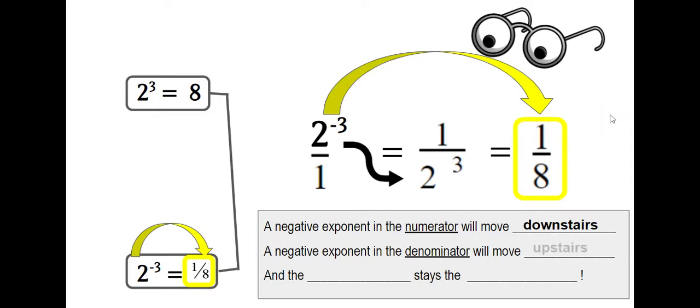The same thing goes if I have a negative exponent in the denominator. I want to move it upstairs and it will become positive. We always want to remember that the base stays the same. Do you see how the base was a big 2 here? When I moved it downstairs, it still stayed a big 2. The only thing that changes is the exponent. The exponent becomes positive. And when we're writing expressions with exponents, we want all of our exponents to be positive. That's going to help us do this without a calculator.